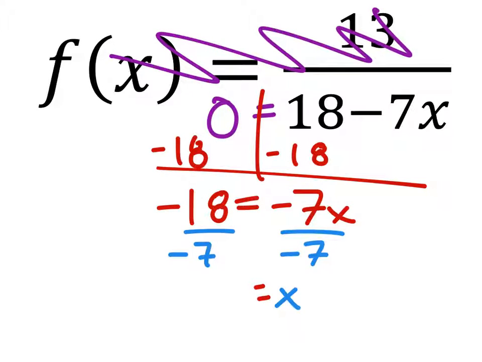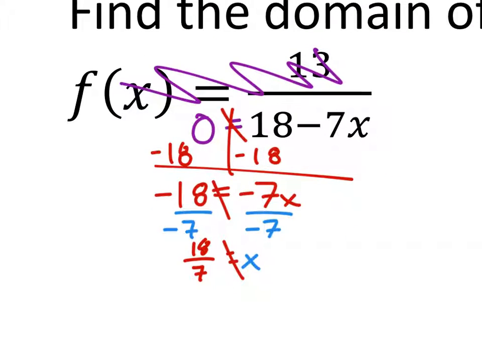Oh, that'll make it very nice. That'll make it 18 sevenths positive. But that's what x can't be. I should have put that in there. I apologize. So x can't be 18 sevenths.